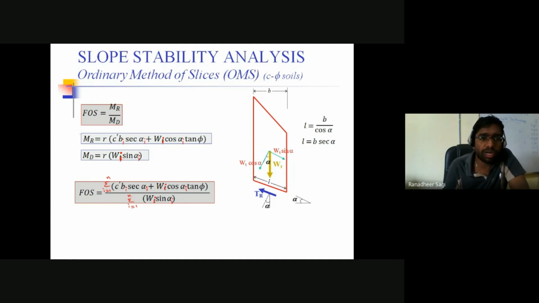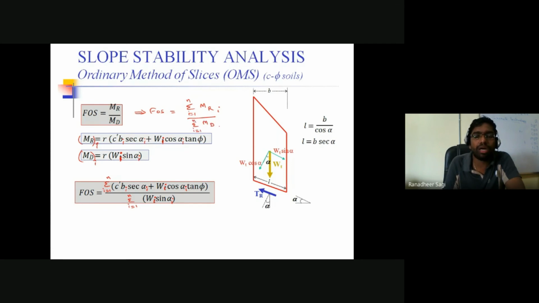Now this moment that we are talking about as the resisting moment is for some particular slice only, maybe some ith slice. So for all the slices put together, if I want to calculate the total moment getting resisted, the factor of safety is more specifically summation i going from 1 to n, moment getting resisted for that ith slice, divided by summation going from 1 to n, moment causing the sliding, the driving moment, for that corresponding ith slice. Likewise, I can write your terms, and accordingly, I can calculate your factor of safety.